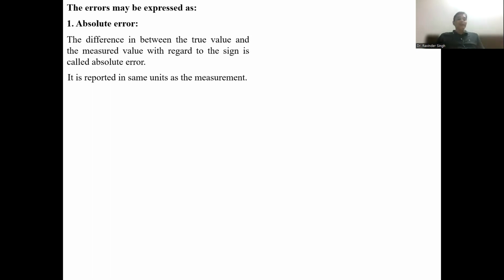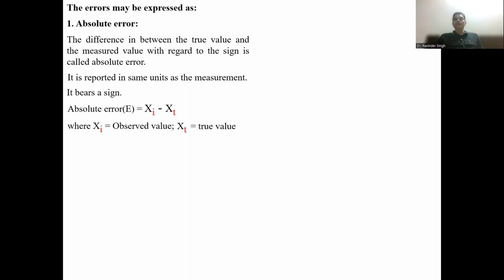Means if we are taking the volume in ml, the ideal value in ml and our observed value in ml, then the difference will always be in ml. So that's the meaning of that line. It is reported in the same units as the measurements. It always bears a sign. Absolute error is equal to xi minus xt. Xi is the observed value and xt is the true value.